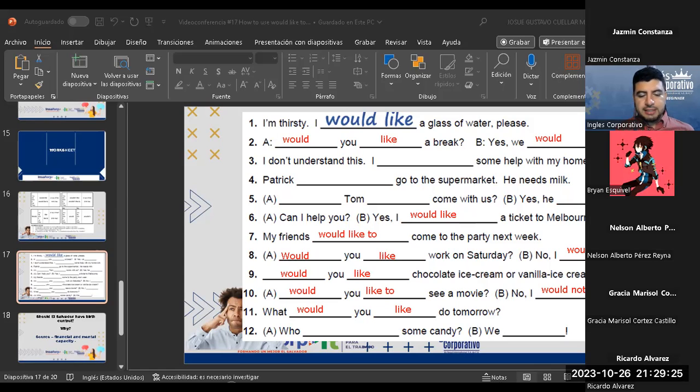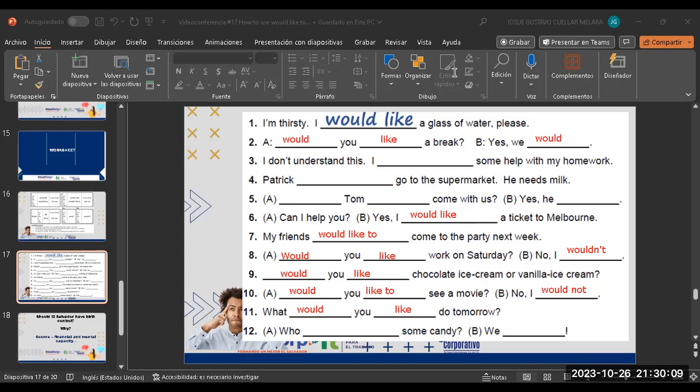Ok, good sentences. Tenemos buenas oraciones por acá. Let's see, we have Ivan, could you read your sentences? Then we go with Ricardo. Ivan, hello. Hello, teacher. I speak in mute. Sorry. She would like to drink coffee. Would she like to drink coffee? She wouldn't like to drink coffee. Perfect. Thank you, Ricardo and Brian. You would like to read the news. She wouldn't like to read the news. Would you like to read the news? Perfect.